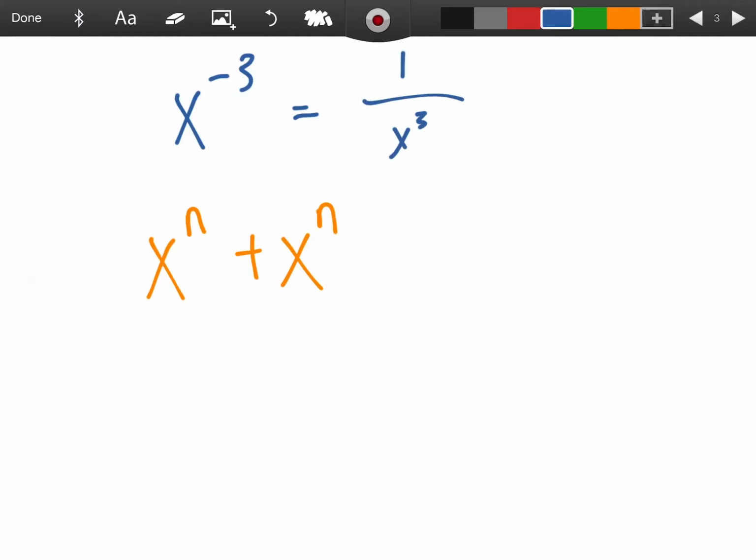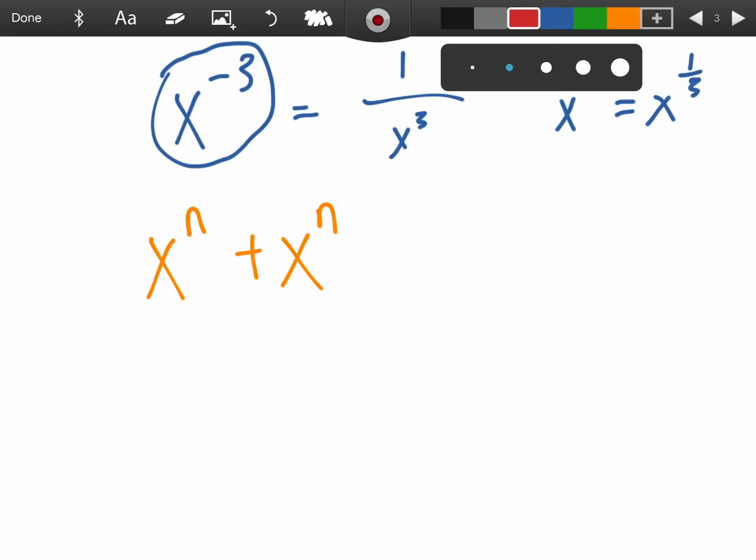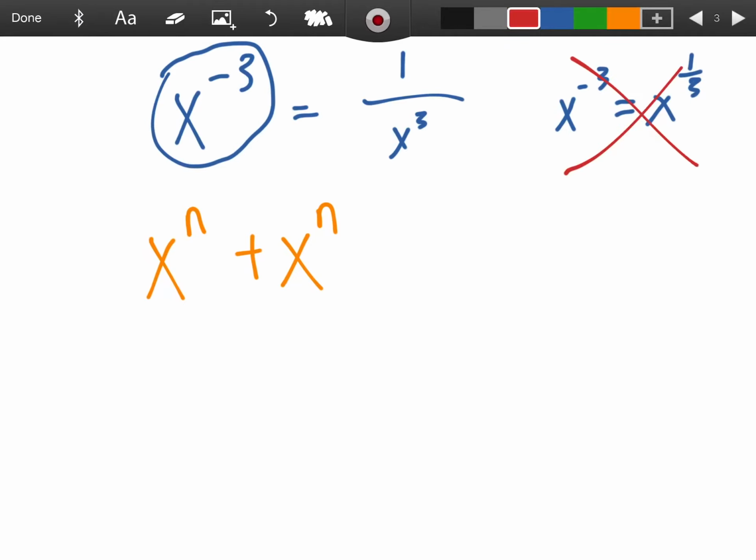A common mistake that kids might make is they'll say that x to the negative third is the same exact thing as x to the 1/3, and that is not the case. We need to put this entire term into the denominator and make the exponent positive. Don't just put the exponent into the denominator. So x to the negative 3 equals x to the 1/3, that is not true.